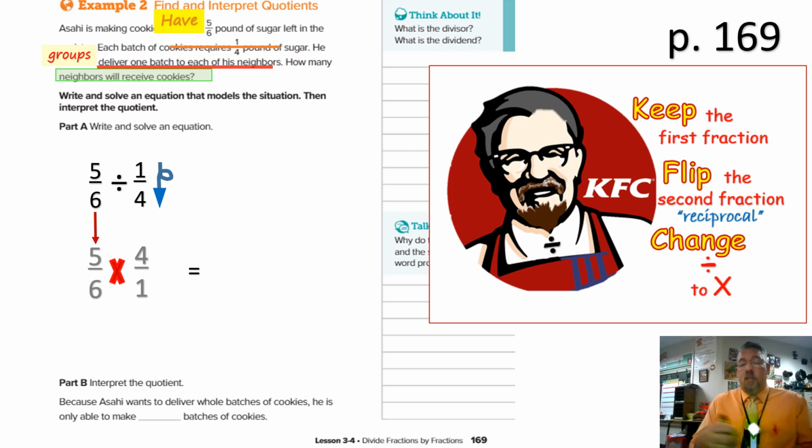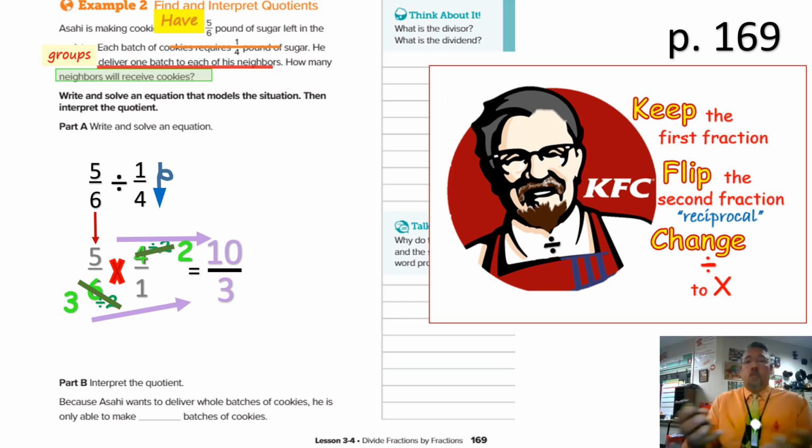I see that 4 and 6 are even, so I know I can cross reduce those. 2 will always go into an even number, so I'm going to take 2 into 6, which is 3, and 2 into 4, which is 2. Is there anything else I can cross reduce? Nope, that's all I have. So I'm just going to multiply across. So I end up with 5 times 2, which is 10, and 3 times 1, which is 3.